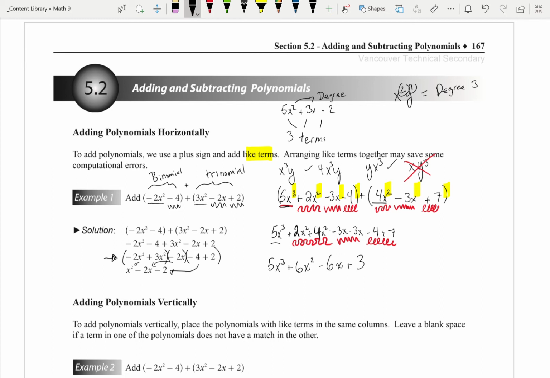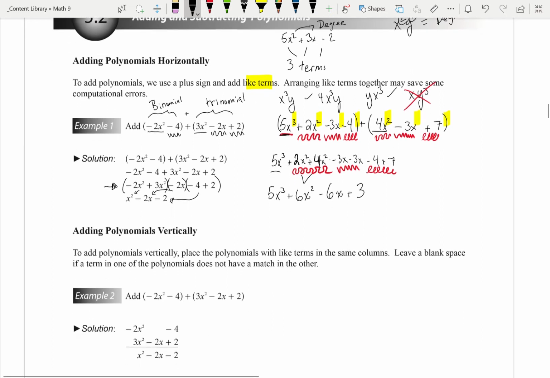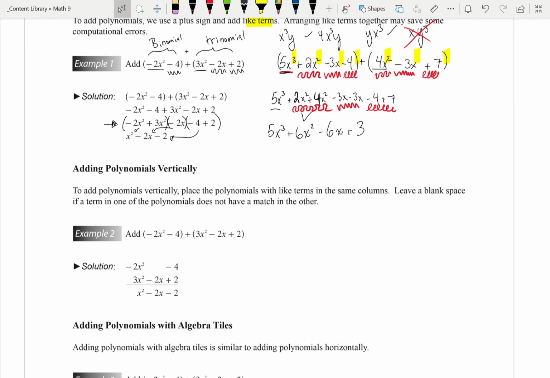This is one way that we can add, and we call this adding horizontally, because I'm just adding it together like I'm doing it in an equation where I'm putting it together and then I'm adding together into the next line. Next one is adding polynomials vertically. I can do the same thing. So they've done the same example here.